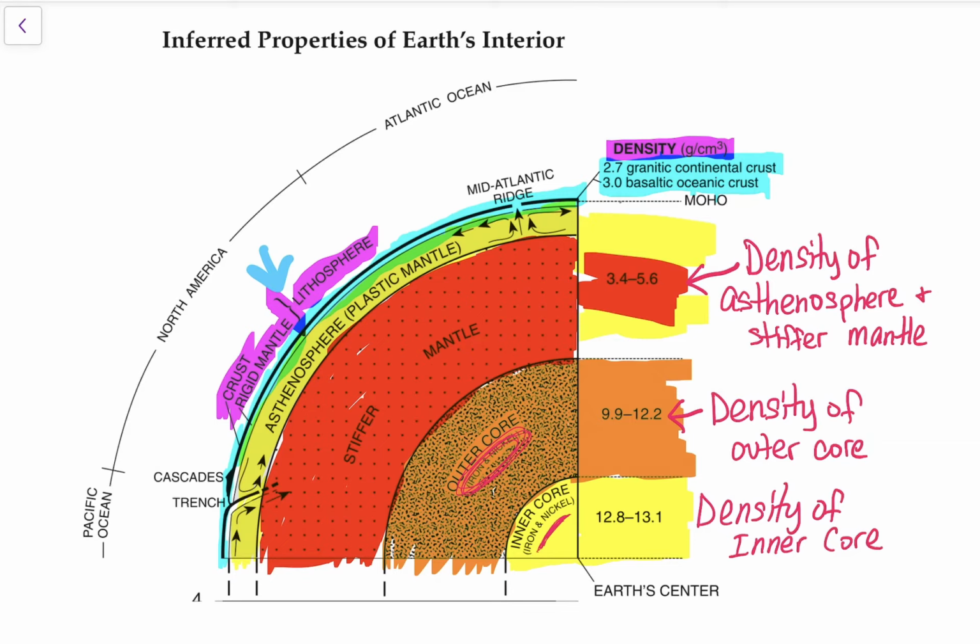I want you to notice here it also gives us two numbers. Okay, it says 2.7 and 3.0. This is the density of the crust. The other day we learned that continental crust is less dense than oceanic crust. And this makes sense because 2.7 is less than 3.0. Okay, that's your way to look up or remember that continental crust is less dense than oceanic crust.